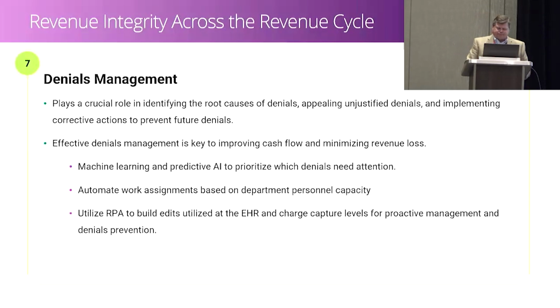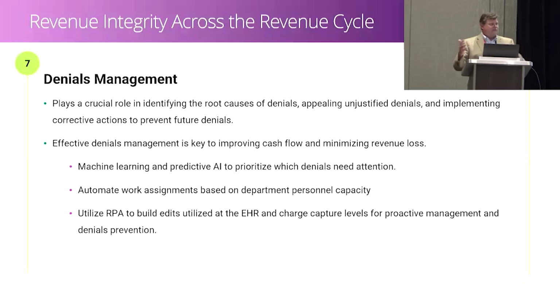Denials management, it's part of what I've already said as well, plays a crucial role. I think the virtual attendee mentioned this as well. You want to identify root causes, appeal unjustified denials, and implement corrective actions to prevent future denials. Some of the ways that technology can help with this is machine learning and predictive AI to prioritize claims. I said that earlier. Automate work assignments.